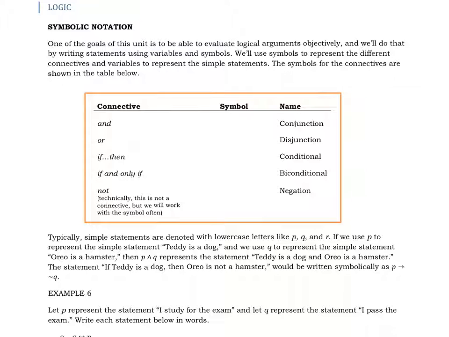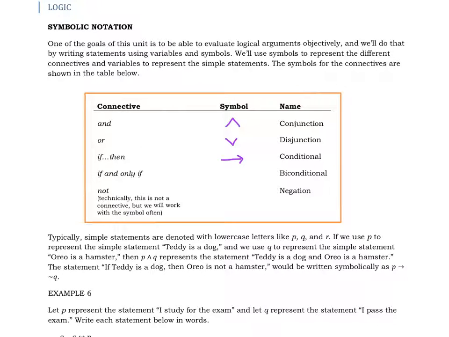So the symbol for and kind of looks like a caret is what they'll call that. Some of you might associate it with an exponent key on your calculator, but that is the symbol for and. So when we see that in this unit, we're going to use the word and. Or is the upside down version of that, like a V. Okay, that's going to mean or. If then is going to be represented by an arrow pointing to the right. Okay, an arrow pointing to the right.